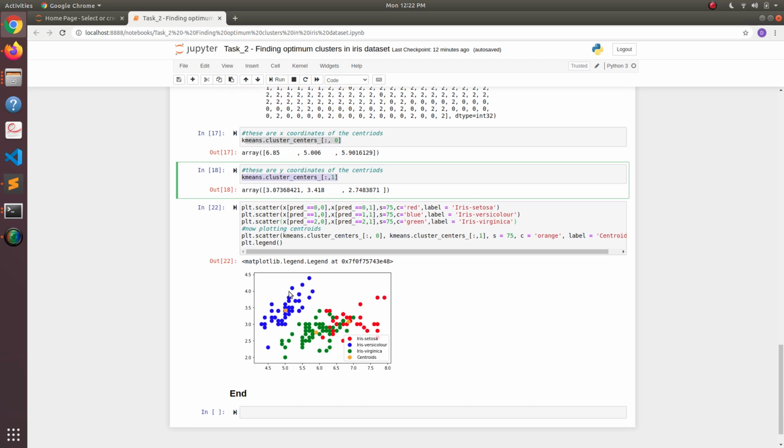The blue points represent one cluster, the green points represent another cluster, and the red points represent another cluster. So in total we have 3 clusters. The orange points represent the centroids: this orange point is the centroid of the first cluster, this one is the centroid of the second, and this one is the centroid of the third.